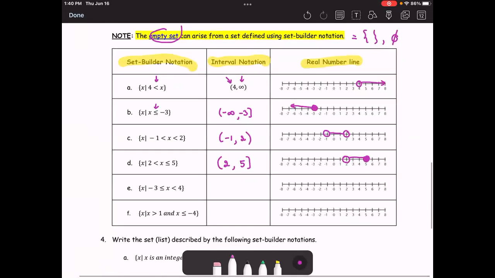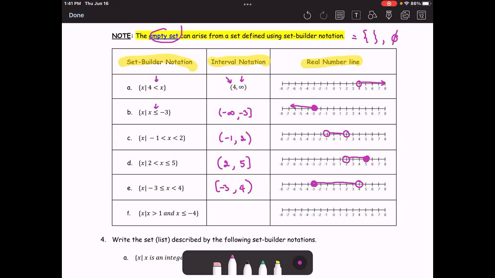Part E, the set of x such that x is greater than or equal to negative 3, strictly less than 4. Including negative 3, square bracket, not including 4, so open parenthesis. Locate the number negative 3 using the solid circle. Locate the number 4, empty circle. Draw the line between these two circles.